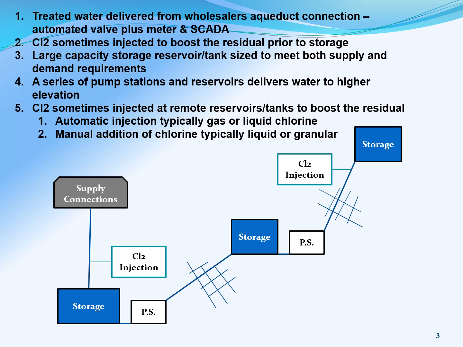So like I said on the previous slide, here are some other examples that are kind of spelled out for you. Treated water that's delivered from wholesalers to distributors. Chlorine injection systems use a booster pump. Large capacity storage tanks that have to meet both the supply and the demand requirements. There's just a series of pump stations and reservoirs that deliver water to a higher elevation. But yeah, there's a ton of different ways that pumps are used throughout our industry.